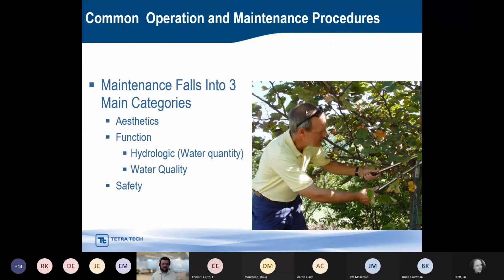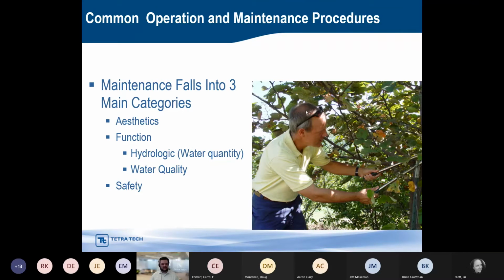And so that means pruning, and we'll get into that a little bit more. I think the main functions for maintenance for BMPs are often related to aesthetics. And then we get into that function. There may be a little extra that we need to do to the BMP to make sure it's functioning hydraulically and we're getting the water quality improvements that we're looking for.